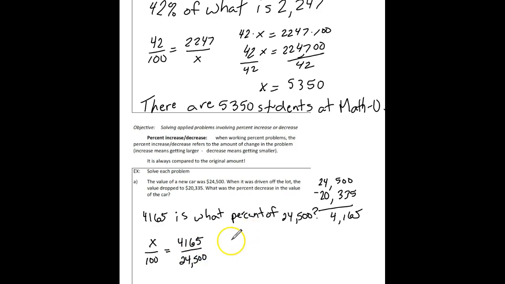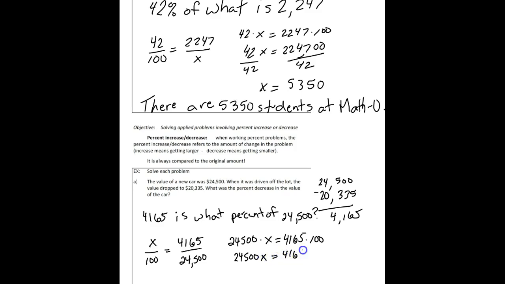Okay, we cross multiply, and I'm going to get 24,500 times x, and that equals 4,165 times 100. So just keep working on simplifying here.